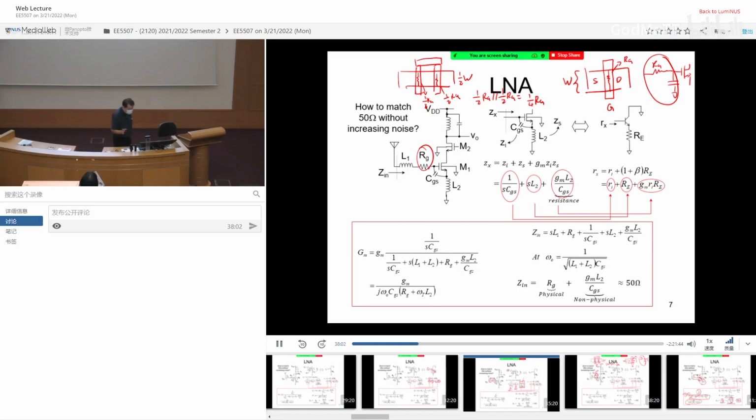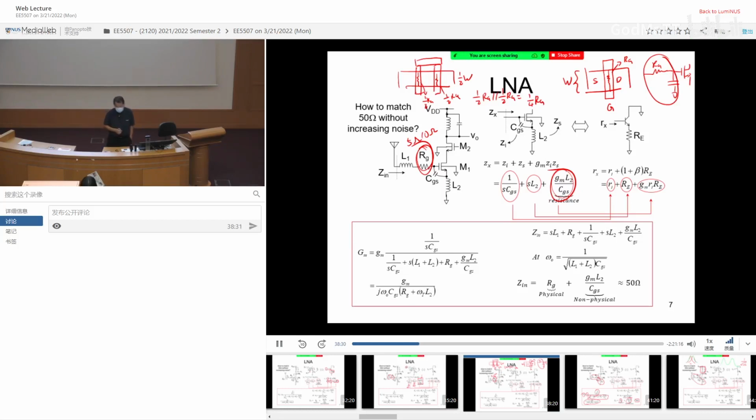But no matter what you do, you always have this Rg. The only question is whether it is big or small. And this Rg is real resistance, which means it contributes to noise. But if you make it small, let's say it becomes 10 ohm, or you can make it even smaller, 5 ohm, and then the rest of the 50 ohm comes from here, then you can create a lower noise 50 ohm match.